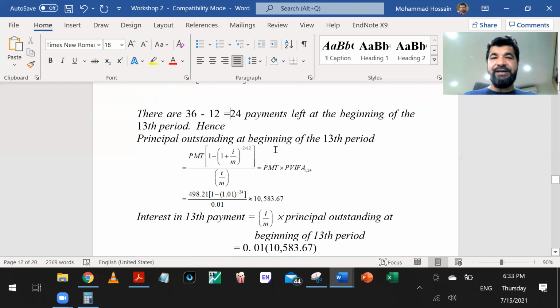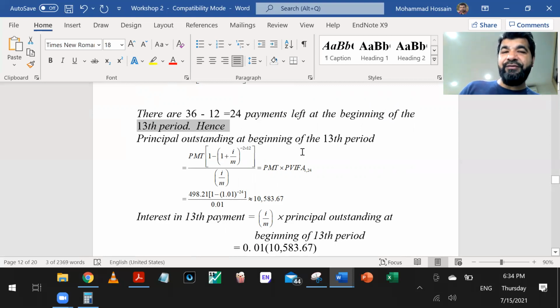or end of the first year, how many payments are left? 24 payments are left. Okay, 13th period. So they said, hence, principal outstanding at the beginning of the 13th period, how much will it be? Now you apply this formula.